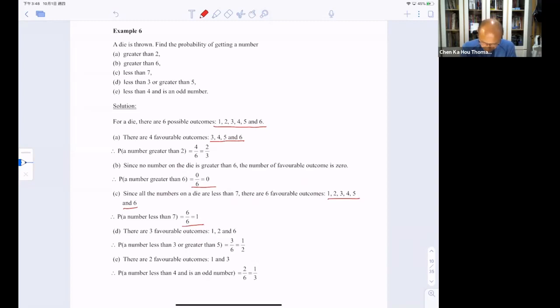Less than 3 or greater than 5, okay. Less than 3, 2 numbers, 1 and 2, or greater than 5, 1 number, 6. So the probability is 1 over 2. Last one, less than 4 and an odd number. So 1 and 3. So the answer is 2 over 6, or 1 over 3.